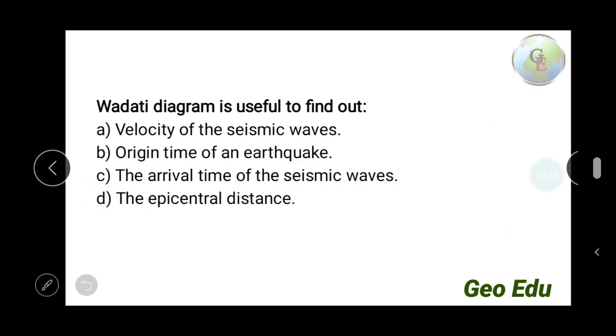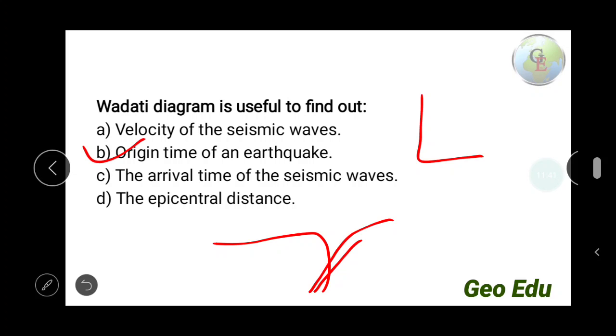The Wadati diagram is useful to find out: option A, velocity of the seismic waves. Option B, origin time of the earthquake. Option C, the arrival time of the seismic waves. And option D, epicentral distance. The Wadati-Benioff zone, sorry, Wadati-Benioff, I have already told you, is related to the subduction zone only, and it is related to seismic activity in the subduction zone. And there is a diagram given by Wadati, known as the Wadati plot, which is useful in determining the origin time of the earthquake. So the answer will be the origin time of the earthquake.